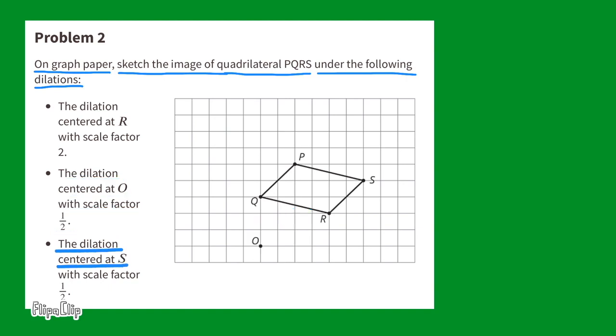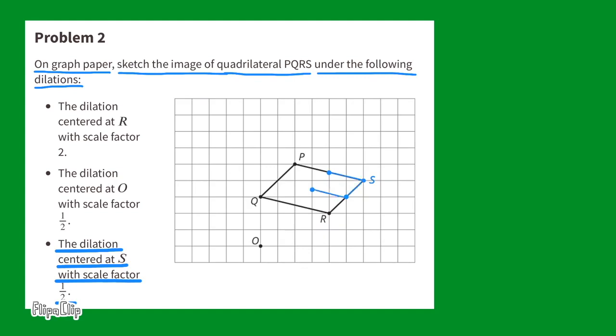The dilation centered at S with a scale factor of 1/2. First, I need to locate point S because it's the center of the new dilation. Then I need to place new points for the dilation halfway between point S and each of the other points. I'll start with point R, then point Q, then point P.